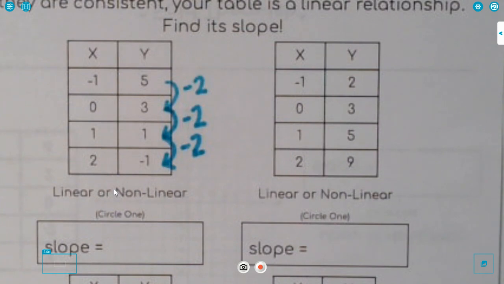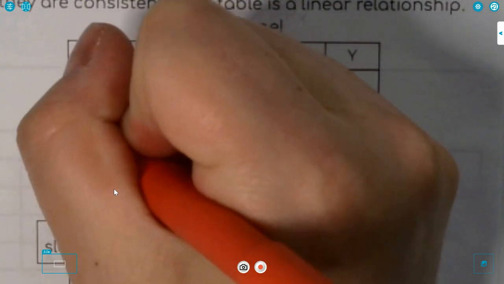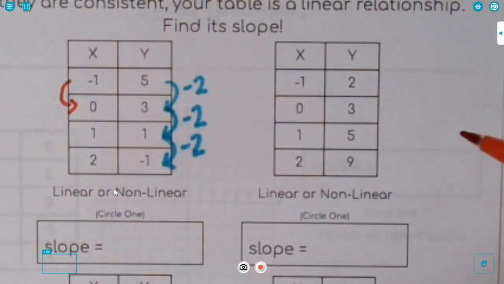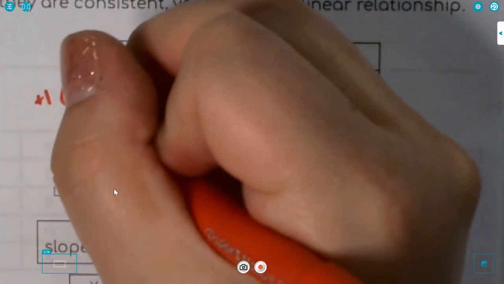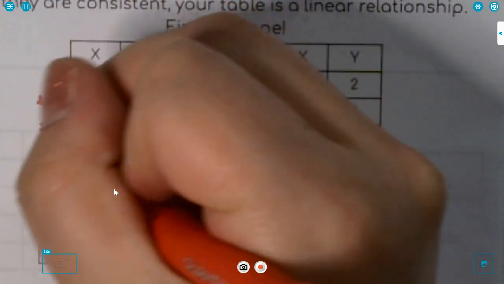Okay. Then from there, we need to now look at the change in our X values. So the change in our X values, we go from -1 to 0. What do I have to do to go from -1 to 0? Add 1 or go up 1, so plus 1. From 0 to 1, I also go up 1. And from 1 to 2, I also go up 1.